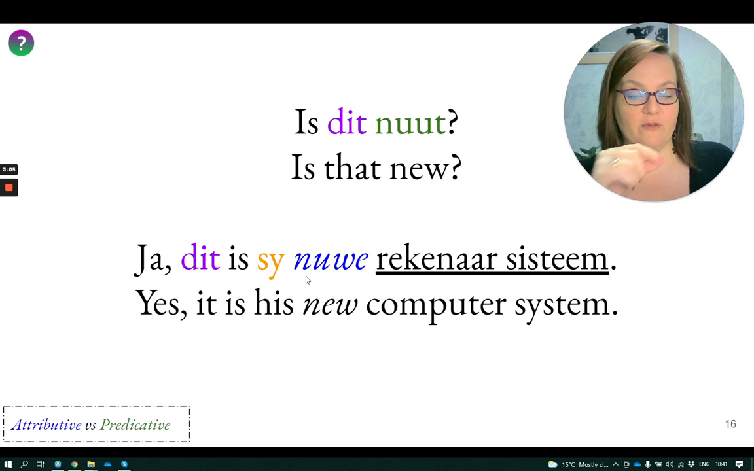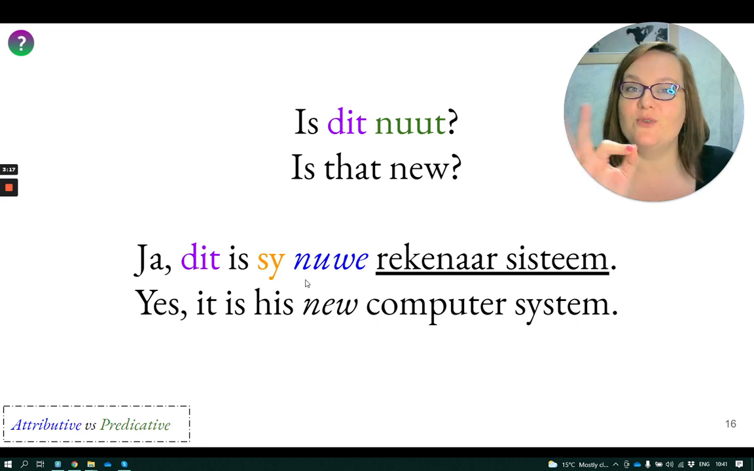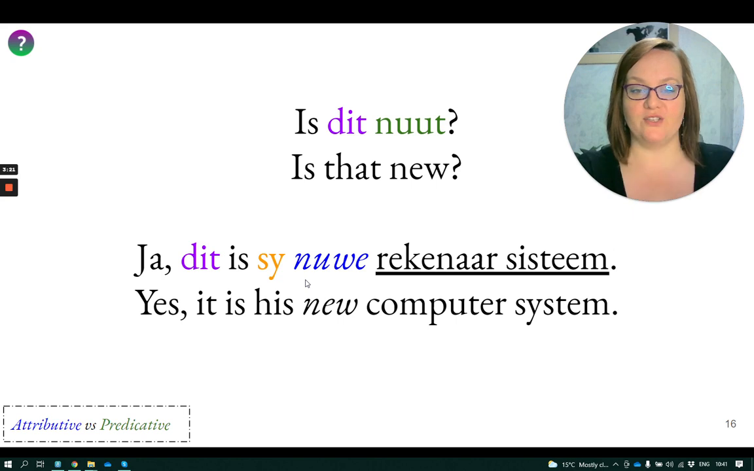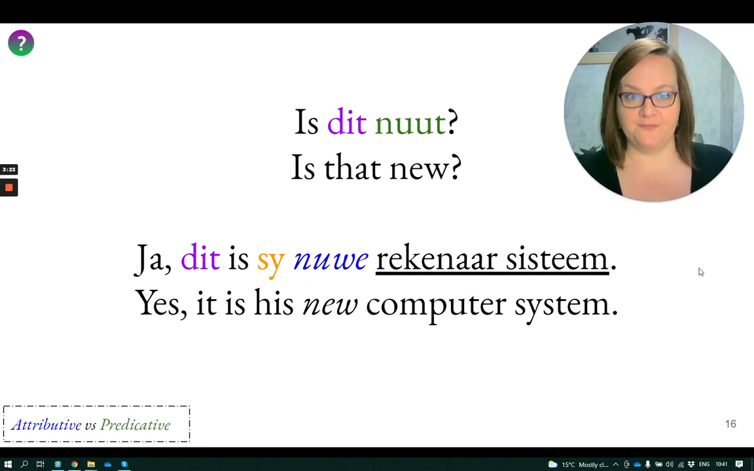But now if you're describing something like nuwe, ja, dit is sy nuwe rekenaarsysteem, the computer system being described by the attributive adjective nuwe. So niet changes into nuwe.